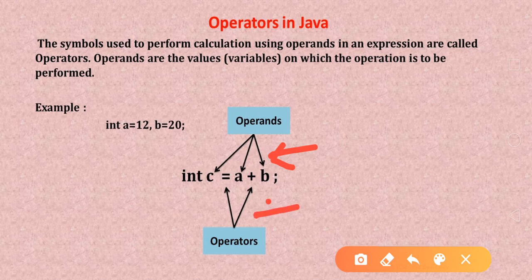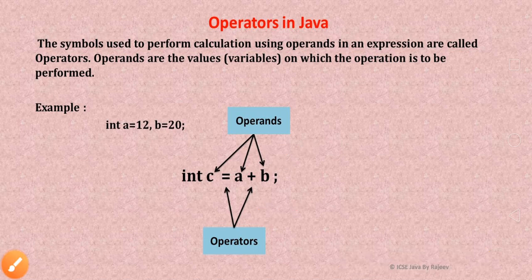And if you see these two arrows, these two are representing two symbols, equal to and plus. It means here there are two operators in this expression, one is equal to, another one is plus. So these two are representing operators.